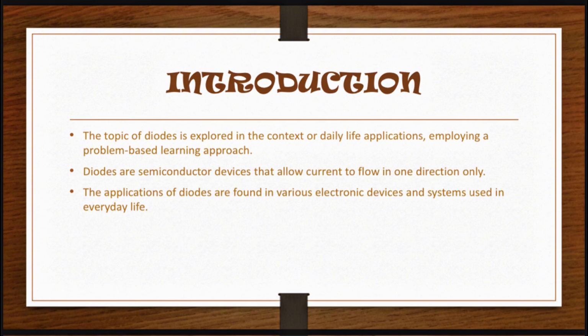Let me start with a short introduction. Diodes are part of the semiconductor family and they play a big role in our daily electronic devices. In this topic, we will explore how diodes are used through daily life applications using a problem-based learning approach. Basically, a diode is a semiconductor that allows current to flow in only one direction. We can find diodes in many devices and systems that we use every day, such as phone chargers, TV, and even in cars.